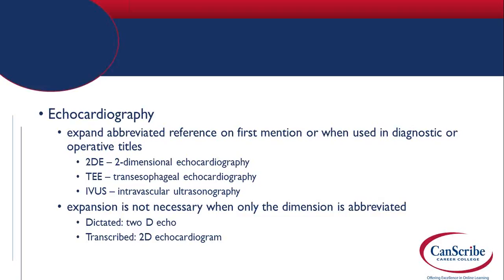TEE is transesophageal echocardiography. And then IVUS stands for intravascular ultrasonography. I have heard doctors on occasion pronounce that as a word, "eye-vus," which is one of those weird things of how they pronounce abbreviations as words. If you hear that, just be aware that they're talking about IVUS, or intravascular ultrasonography.